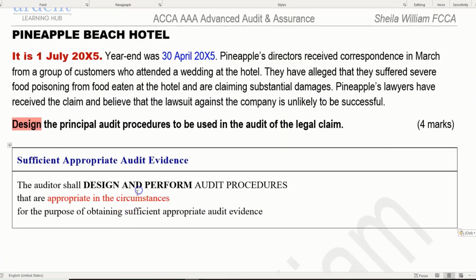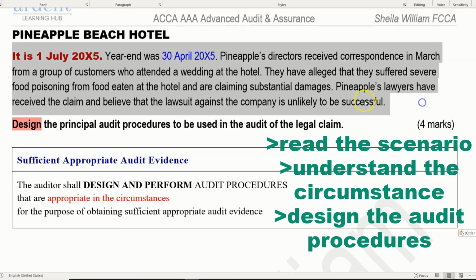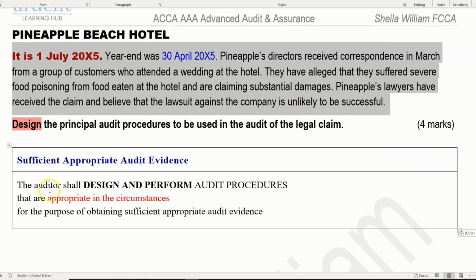A quick reminder of what we just did in ISA 500. It says the auditor shall design and perform audit procedures that are appropriate in the circumstances. So we've got to read the scenario and understand the circumstances and then design the audit procedures. So let's read the scenario.